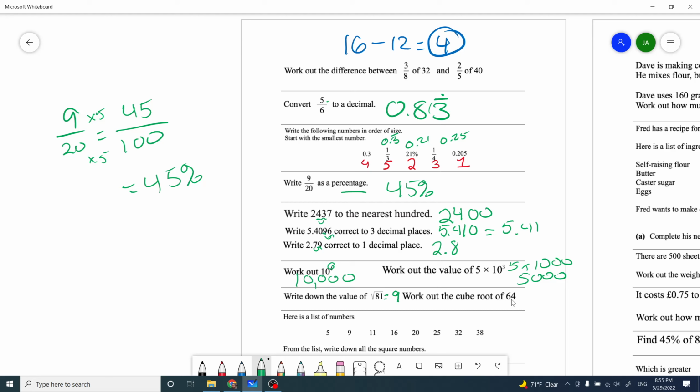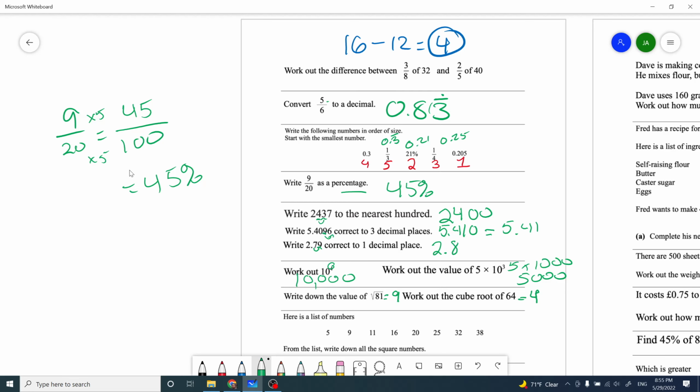And we want to work out the cube root of 64. This one might be a little more difficult. What number times itself three times gives us 64? We'll work out 1 times 1 times 1 is 1. 2 times 2 times 2 is 8. We can work this out. We'll eventually see that it is 4. So 4 times 4 times 4 gives us 64.